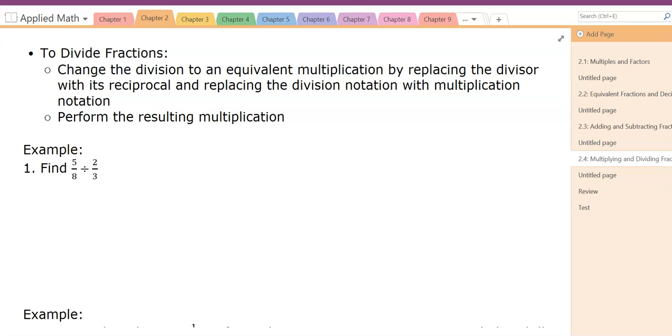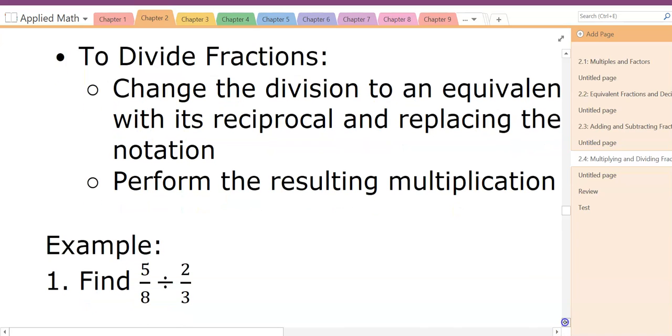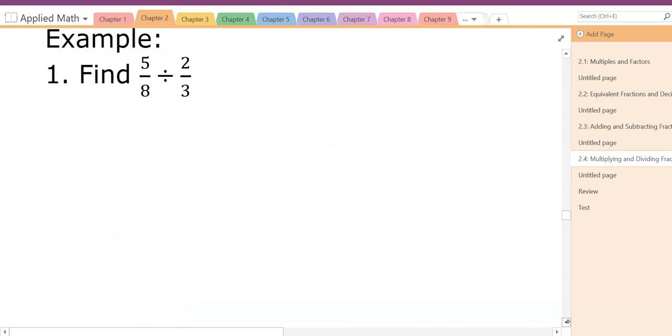So for example, if I have 5/8 being divided by 2/3, leave the first fraction alone. So leave it as 5/8. Change the division sign to a multiplication sign and reciprocal that second fraction. So flip it upside down. So now it says 3/2.